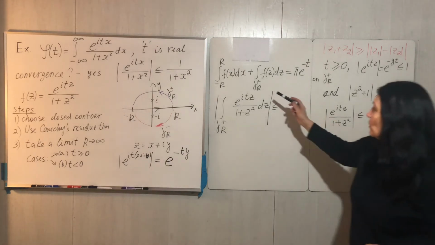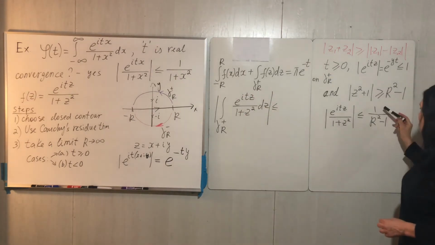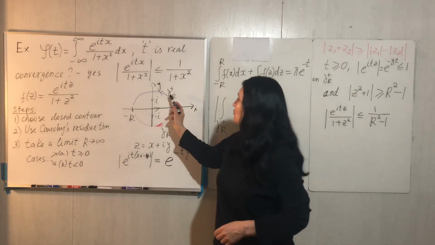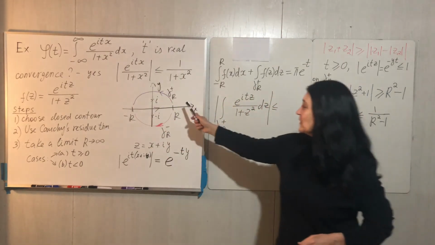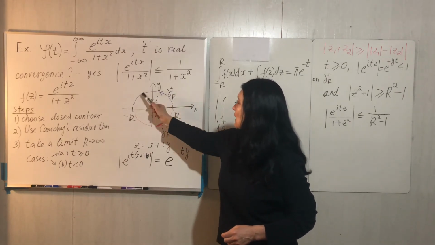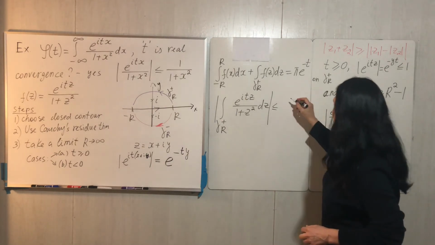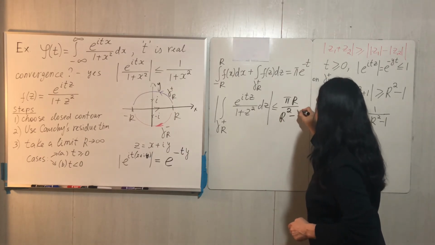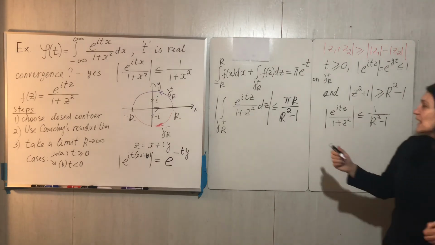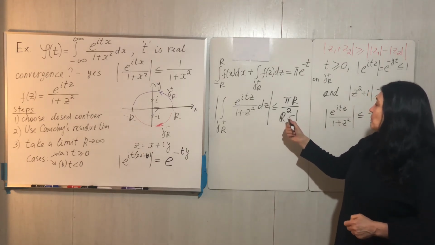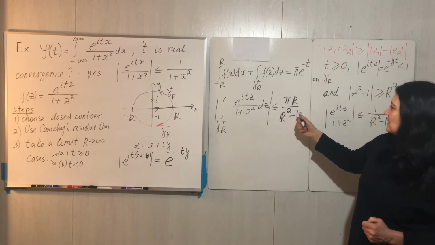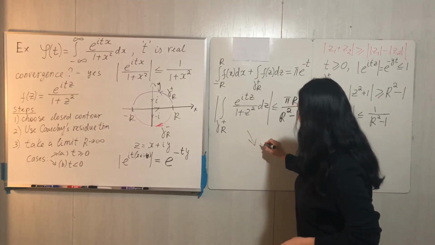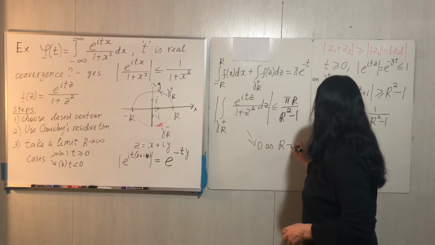And now we have to evaluate this integral, right? So it means we can pull out this number, and then we need to multiply by the length of this arc, and the length of this arc is pi r. Right, so then we will get that this is less or equal than pi r over r squared minus 1. And then the question is, what happens if r approaches infinity? This will be going to 0 as r approaches infinity.